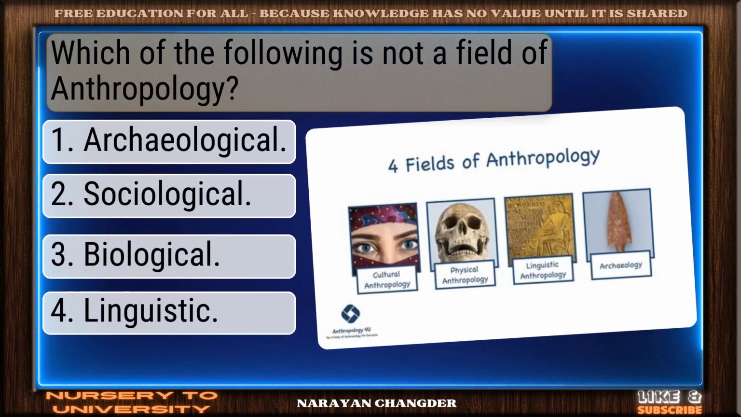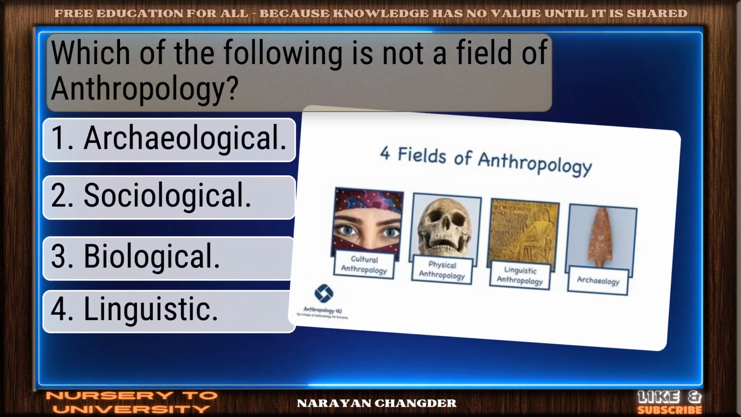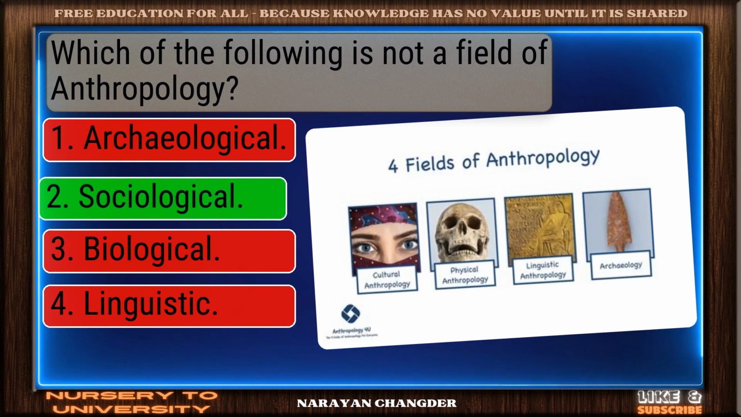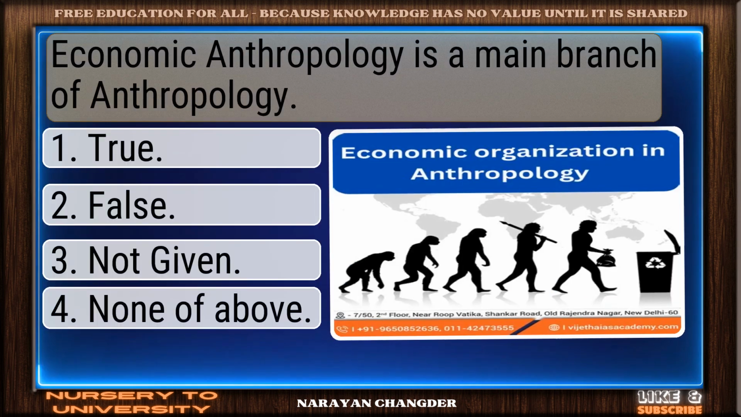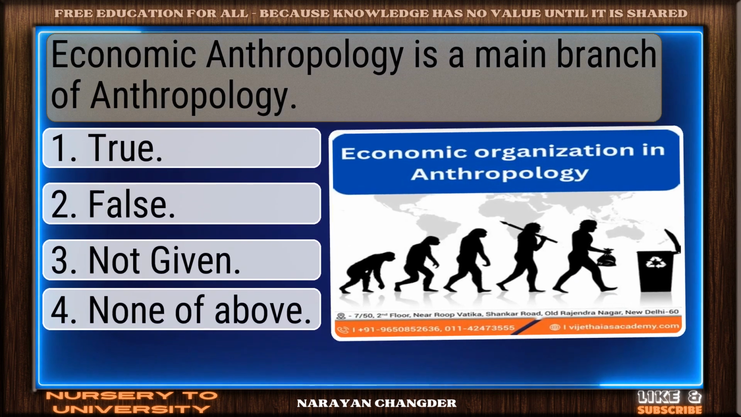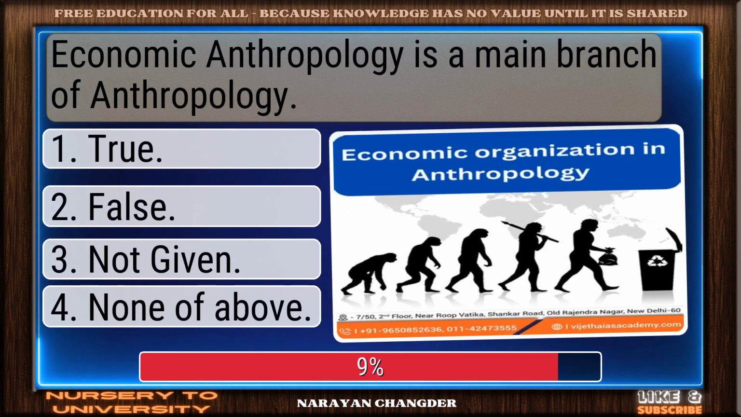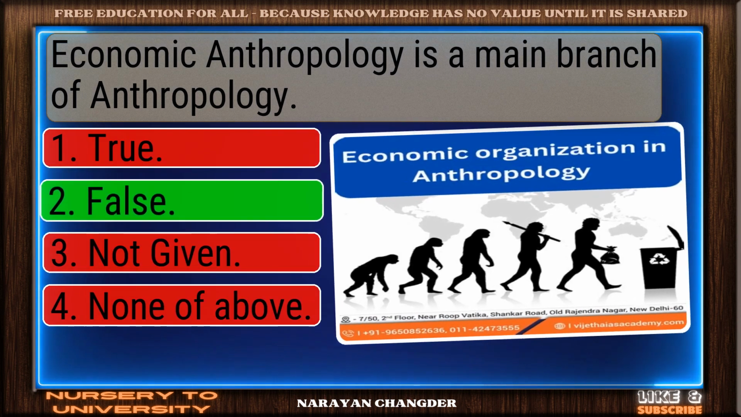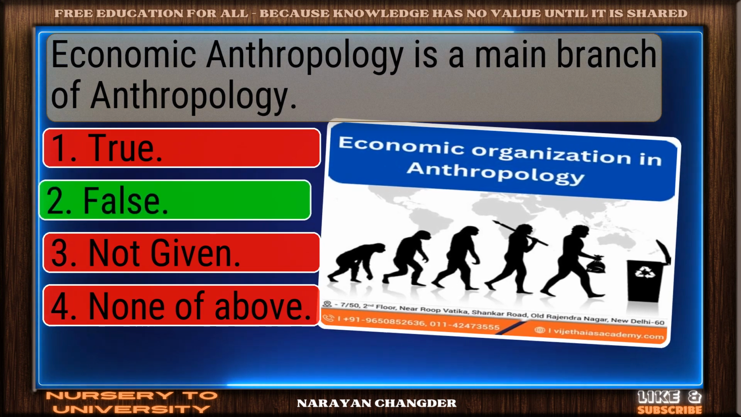Which of the following is not a field of anthropology? Valid point. Sociological is true. Economic anthropology is a main branch of anthropology. Nicely done. False is a solid answer.